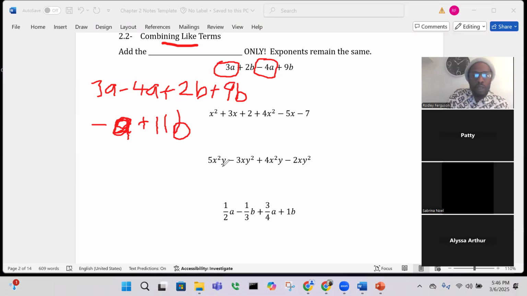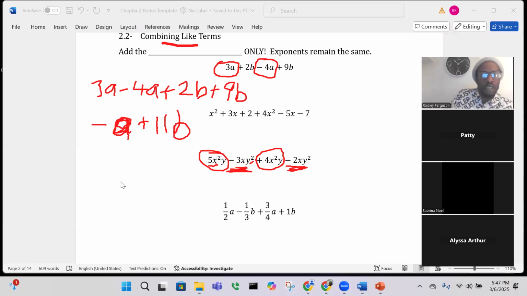And even this one I was talking about, the like terms here, x squared y is not the same as xy squared. Y squared here, x squared here. These are different terms. Even though they have x and y, they are not the same term. 5 will gather with this 4 because it has the x squared y, while 3xy squared will gather with negative 2xy squared. That's the type of problem on the exam. We have to know how to group and combine like terms.